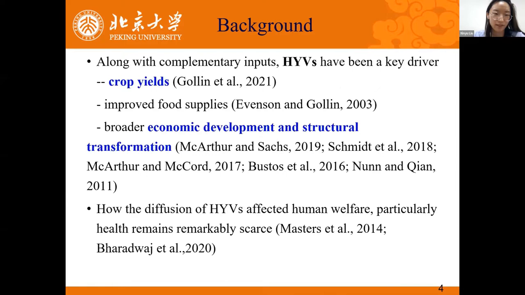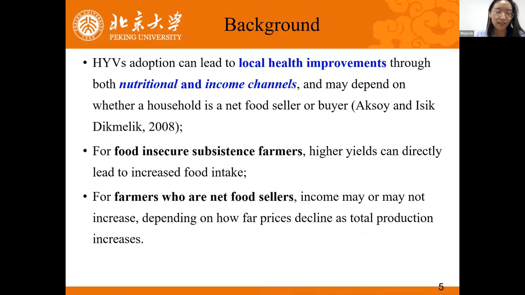Along with the complementary inputs, high-yielding varieties have been a key driver of crop yields because they improve food supplies and may benefit broader economic development and structural transformation. But how the diffusion of the high-yielding varieties affected human welfare, particularly health, remains remarkably scarce. The fact is that high yielding varieties adoption can lead to local health improvements through two channels. The first one is nutrition, and the second one is income. And it may depend on whether the household is a net food seller or a buyer.